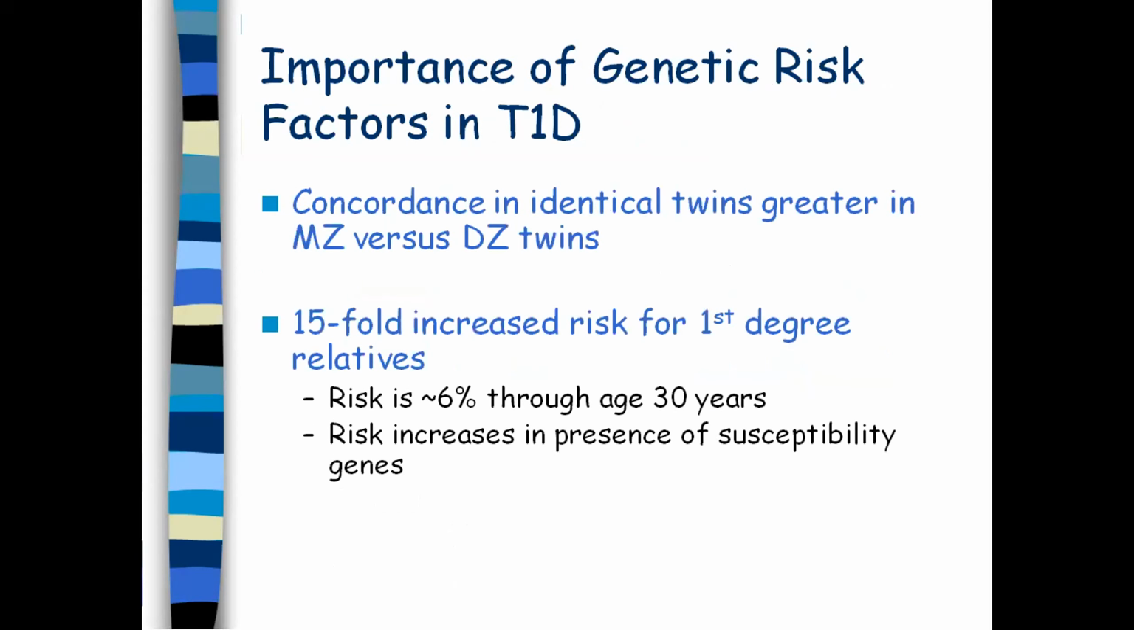Concordance in the incidence in identical twins is always greater, that is monozygotic versus dizygotic twins, and there is a 15-fold increased risk for first degree relatives. When we are comparing the risk, it is almost 6% through the age of 30 years, and risk increases in the presence of susceptibility genes.